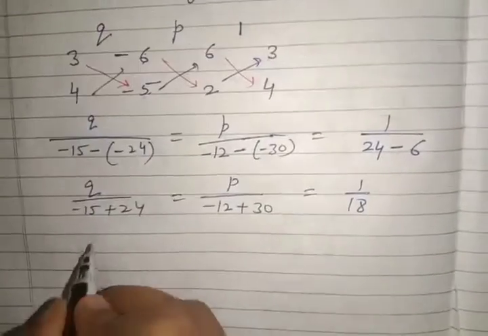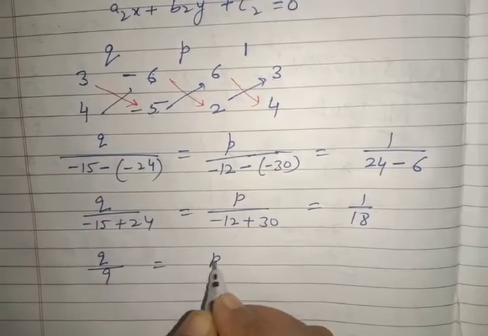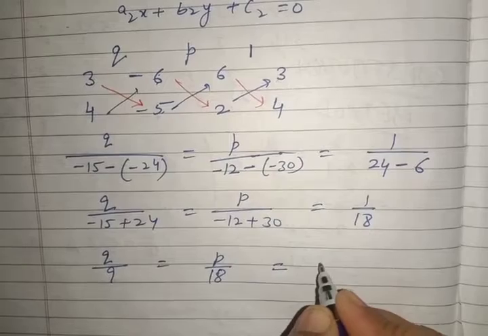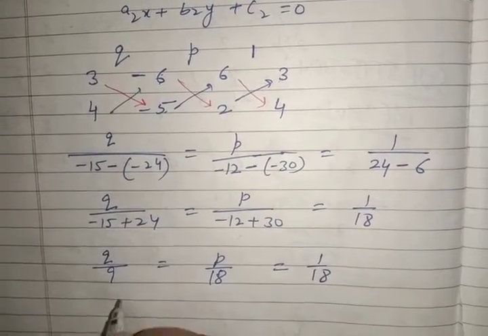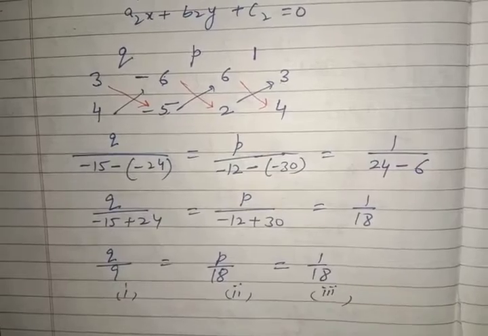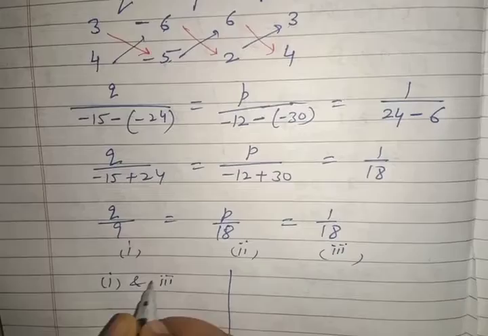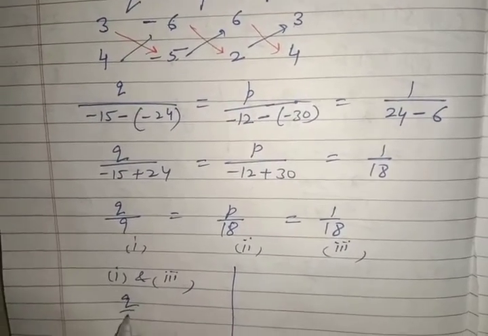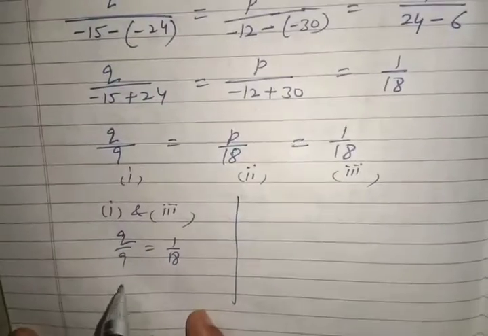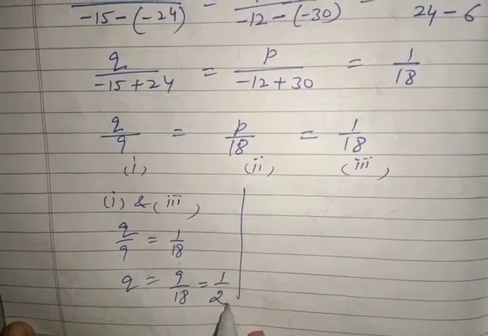And finally, it's q upon 9 is equal to p upon 18 is equal to 1 upon 18. First, second and third. By taking first and third, q upon 9 is equal to 1 upon 18. So q is equal to 9 upon 18, which is equal to 1 by 2.